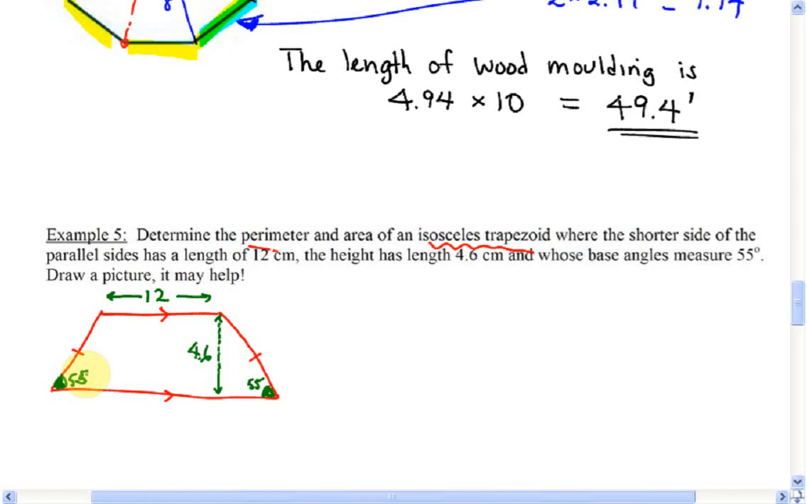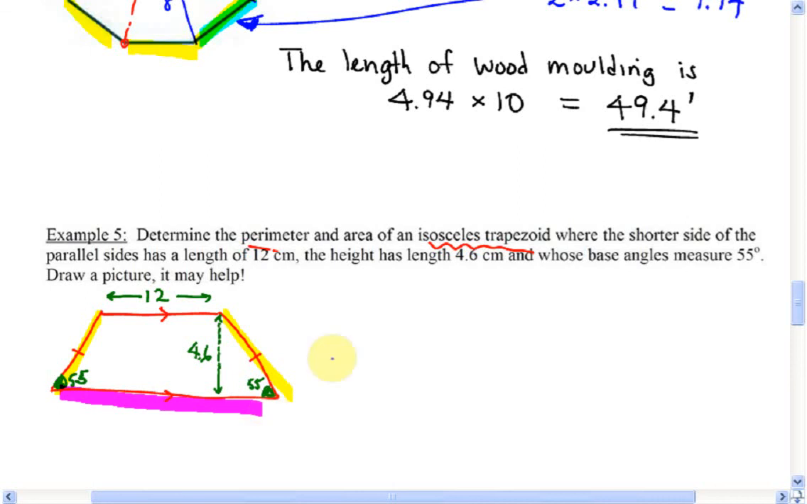Okay? Now, the question says determine the perimeter and then the area. Let's do perimeter first. What's the perimeter again? The distance around the entire object. So maybe what you need to do is find the length of this and this. They're the same. You already have the 12, which is great. And then you probably need to find the length of this thing down here. Not easy, but yet doable with trigonometry.